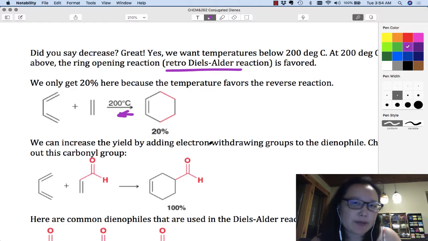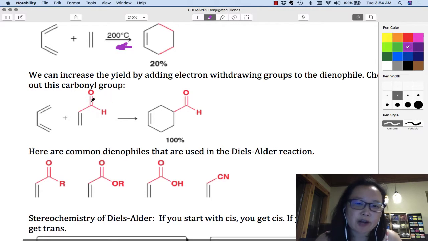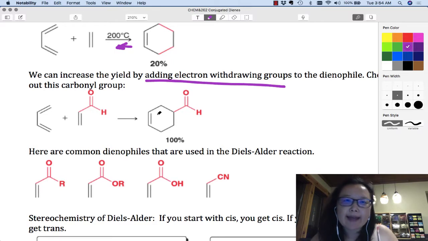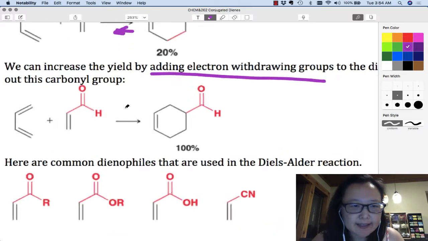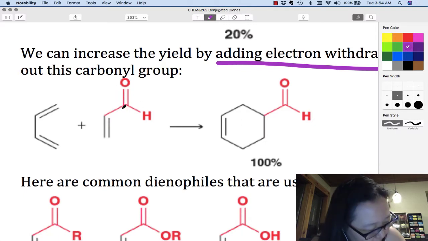Now, another way that we can increase the yield of these reactions is to add an electron withdrawing group. An electron withdrawing group is a group that has an inductive effect, meaning let's take a look at the carbonyl group, for example.